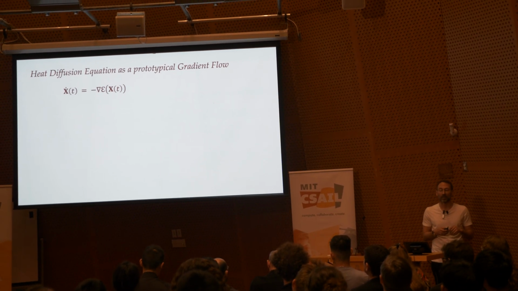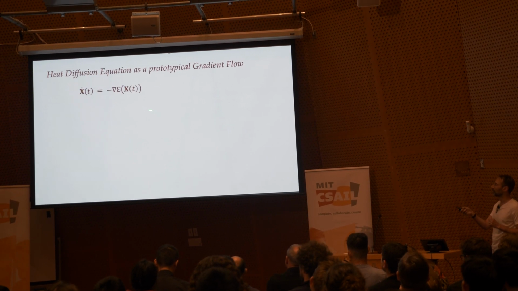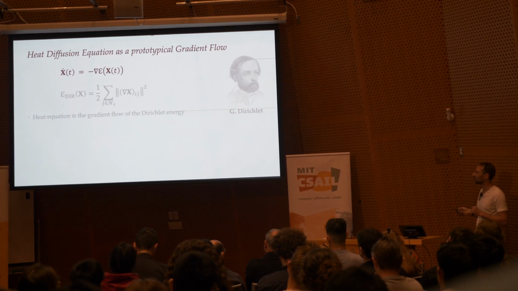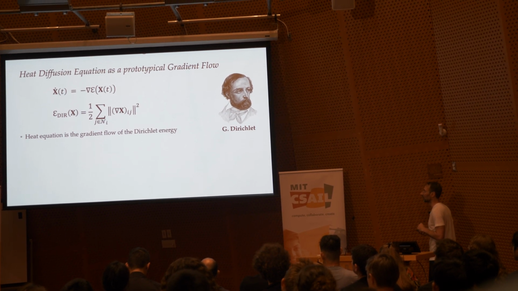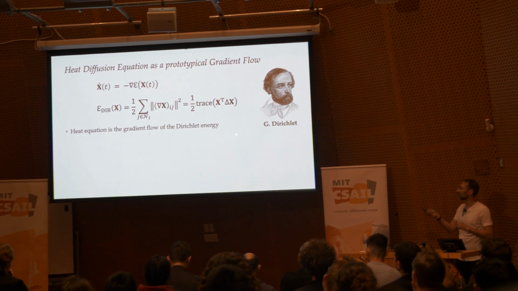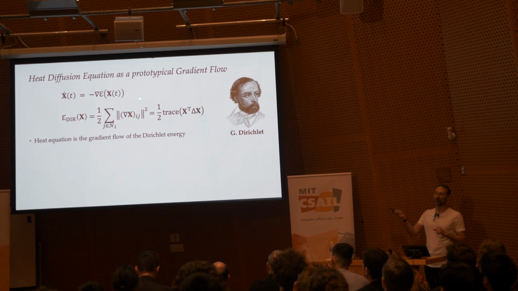Now, what we also know about the heat equation is that it's a prototypical example of what is called the gradient flow. So gradient flow is a continuous version of steepest descent, right? So it's an evolution equation that you can write as descent in the negative direction of the gradient of some energy. And we also know how this energy looks like in the case of the heat equation. We call it the Dirichlet energy in physics. So this is this quadratic form that essentially looks at how different you are from your neighbors.